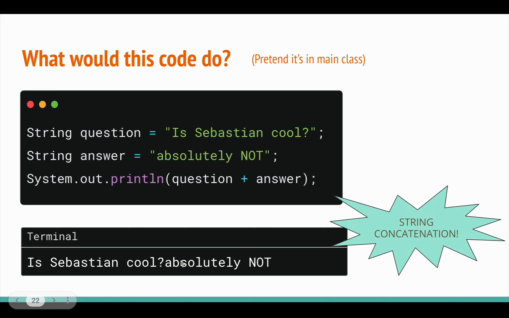So this new sentence is called string concatenation. Well, it is the result of string concatenation. And that basically means that you're adding two different strings. So in this case, question and answer. And notice that there's no space in between question and answer because doing string concatenation doesn't automatically give you a space. You have to manually create a space if you want to do so.